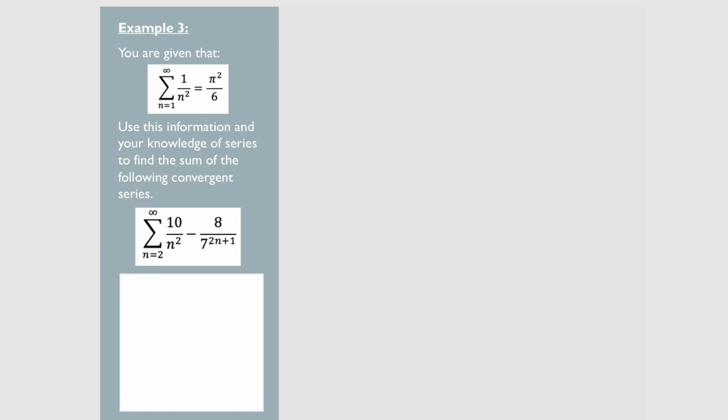Okay, so our last example in WebWork that I want to work through is this one here that says you are given that the infinite series n equals 1 to infinity of 1 over n squared is a convergent series and the sum is pi squared over 6. Use this information and your knowledge of series to find the sum of the infinite series n equals 2 to infinity of 10 over n squared minus 8 over 7 to the 2n plus 1.